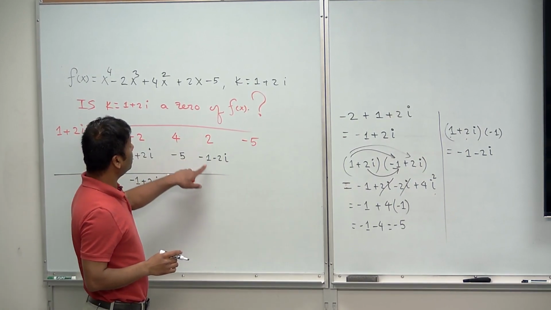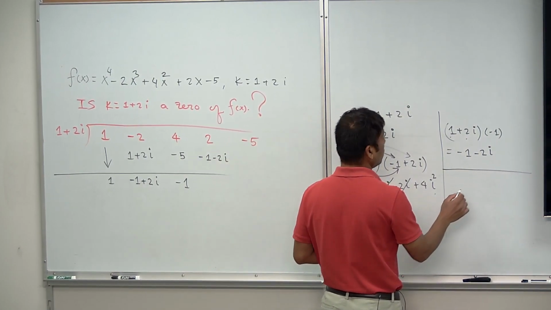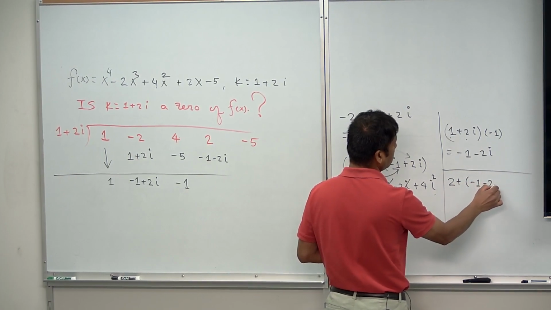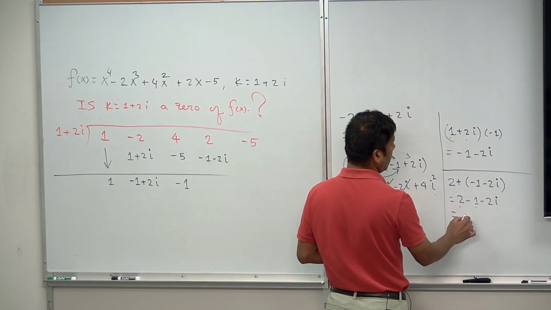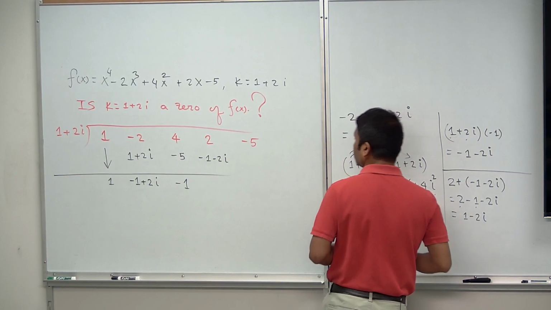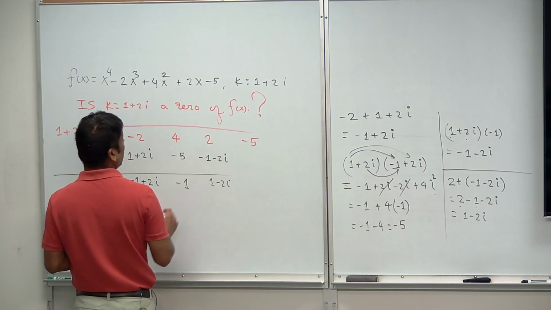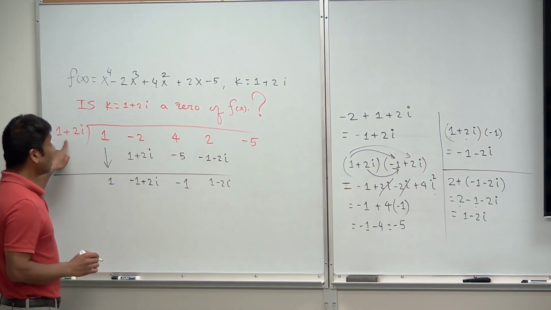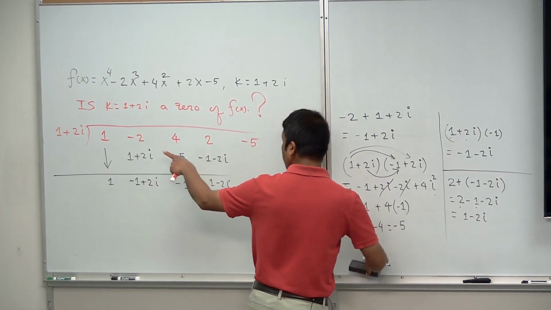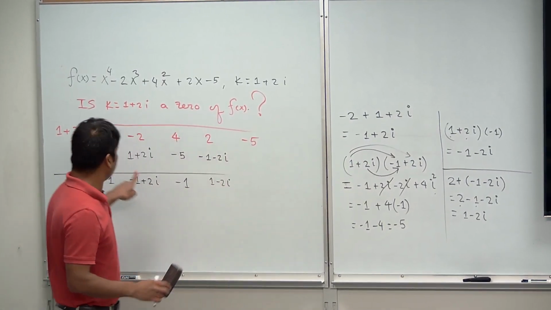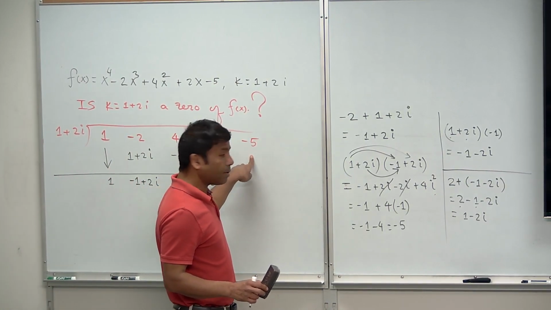And now you add them up. So you add 2 and negative 1 minus 2i. So this is 2 minus 1 minus 2i. What is 2 minus 1? So you got 1 minus 2i. And then you have to multiply 1 plus 2i and 1 minus 2i. You have to multiply this and this, and the product you have to put here, okay?